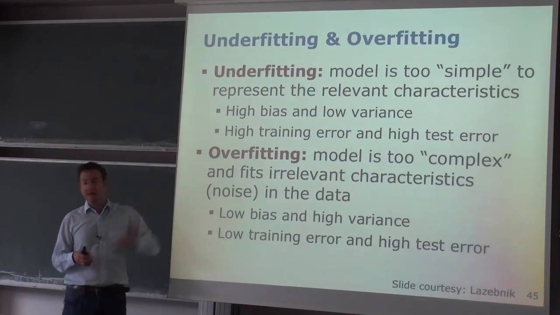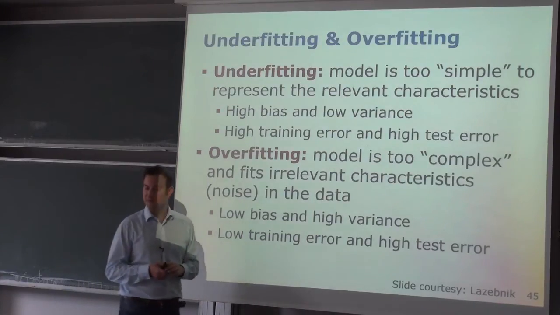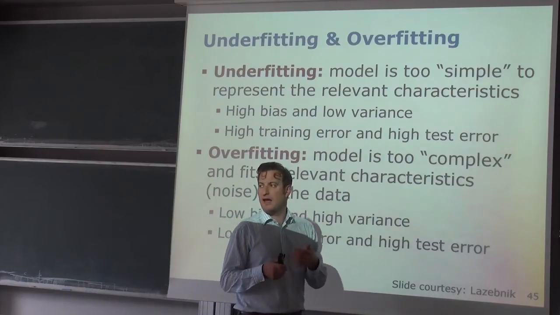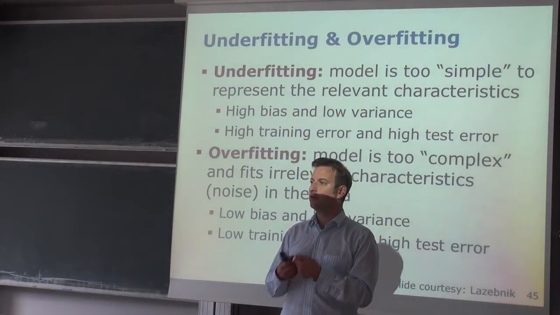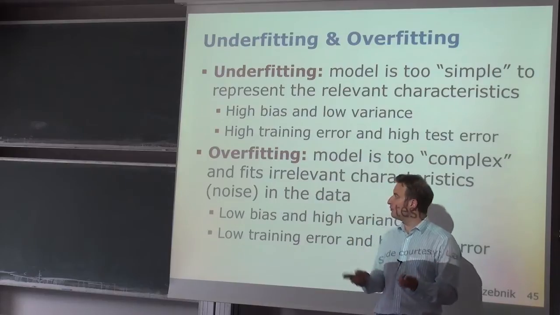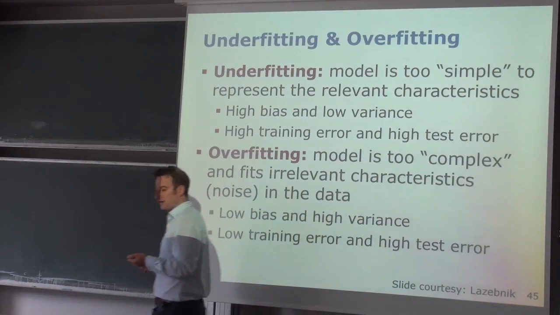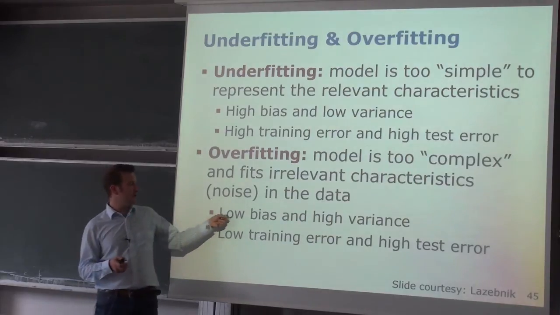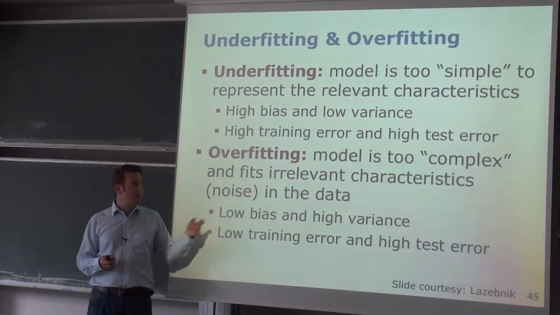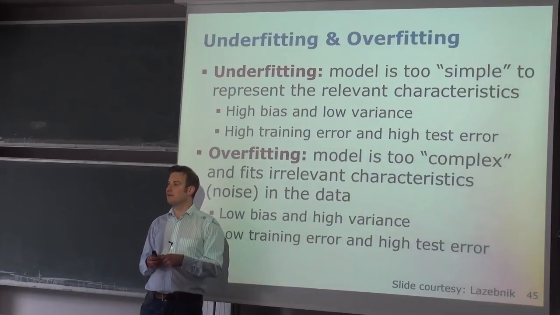On the other hand, overfitting is something which often happens. I have too many parameters. I simply choose a model with too many parameters, so that I'm basically overfitting to the noise that I have in my training data. This typically leads to a very low bias, but a quite high variance.